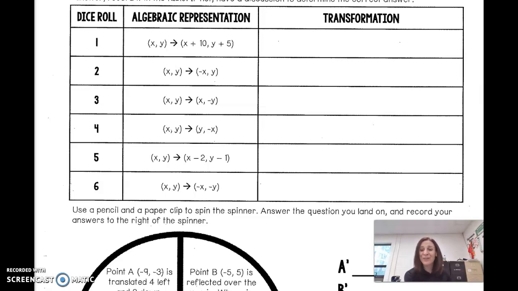Okay, so we're going to kind of ignore the directions for this one. We're not doing this obviously in a group setting. So we're going to do 1 through 6. We're not rolling a die to figure out which one we're doing. So we have an algebraic representation. That's our coordinate notation. And then we want to talk about what the transformation is. And we want to, again, be specific.